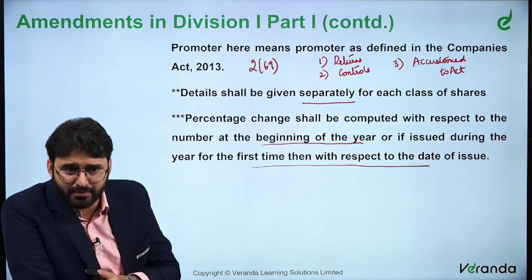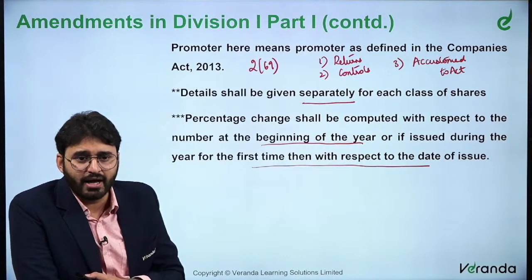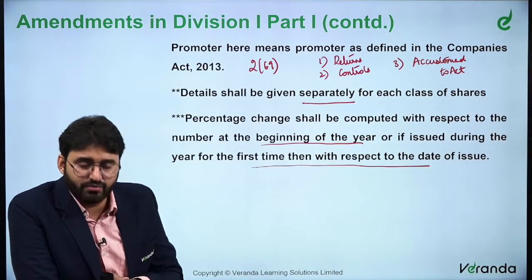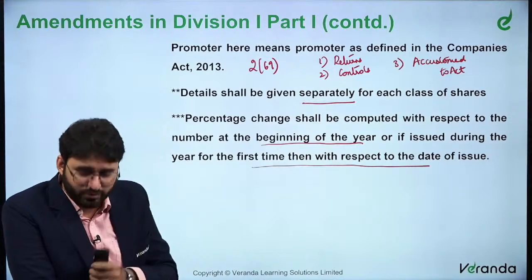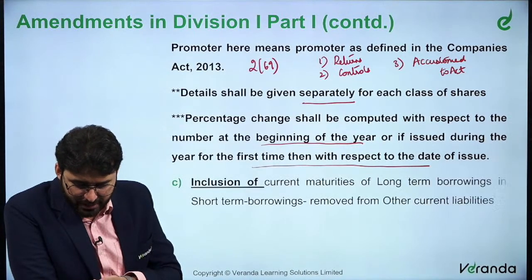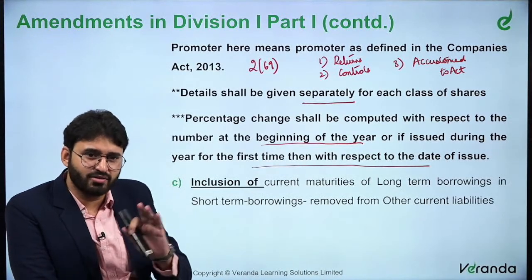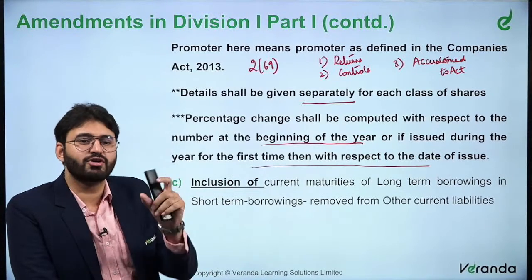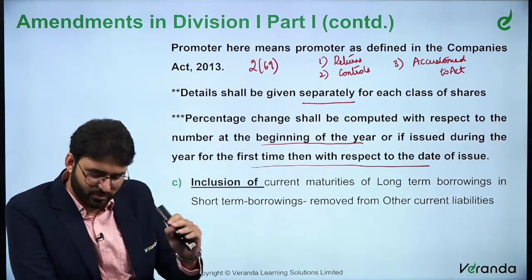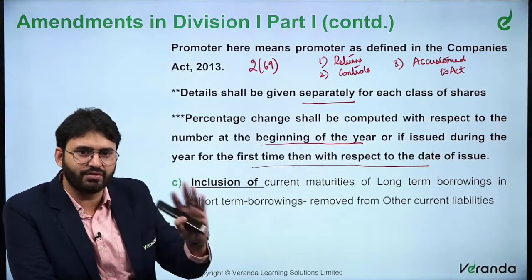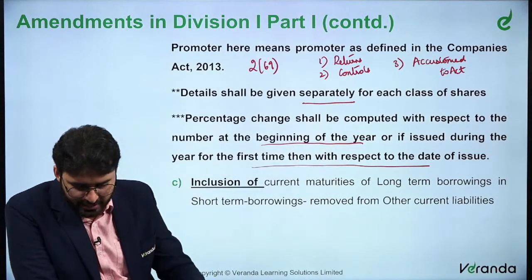So this is the first amendment which has been brought about by the Companies Act, applicable for Division 1 and Division 2, and of course Division 3 also. Division 3 I am not touching much, as it's not relevant for the examination because it is specific to one class of company, that is NBFC. So we'll talk more about Division 1 and Division 2, which is the general companies, right?